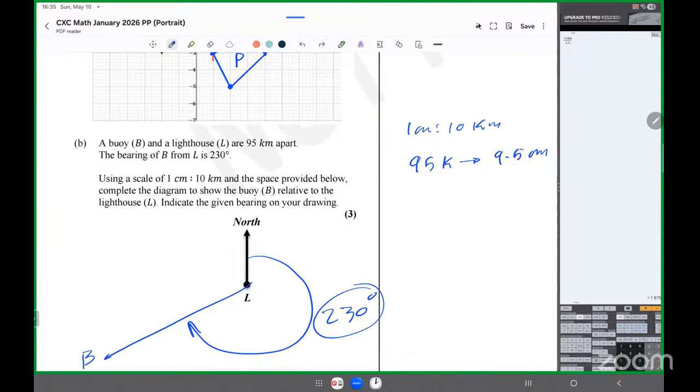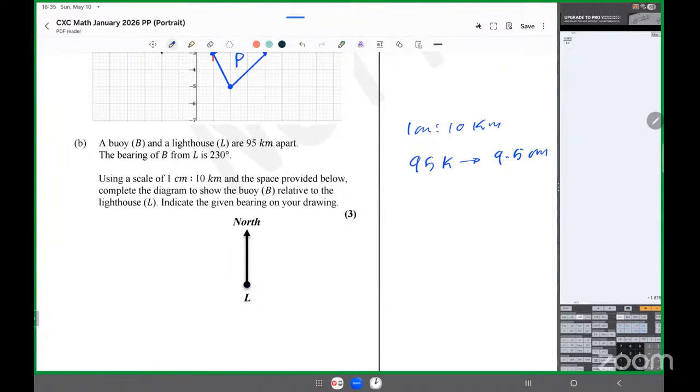A 9.5 centimeter line, 230 degrees. So 230 degrees clockwise. So our line is going to go somewhere down here. So we have to measure it with a protractor. You can do it piece by piece. Or you can do 230 degrees as 40 degrees below this line, 40 degrees below this line.